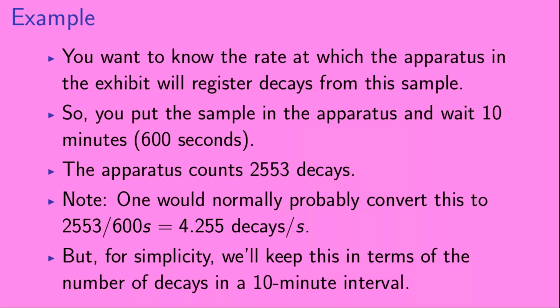Now you want to know the rate at which the apparatus in the exhibit will register decays from this sample. So you put the sample in the apparatus and wait 10 minutes. That's 600 seconds. The apparatus counts 2,553 decays. Now we should note that one would normally probably convert this to 2553 divided by 600 seconds, which equals 4.255 decays per second. But for simplicity, we'll keep this in terms of the number of decays in a 10-minute interval.